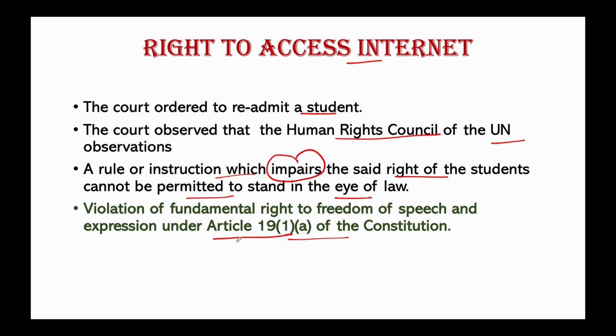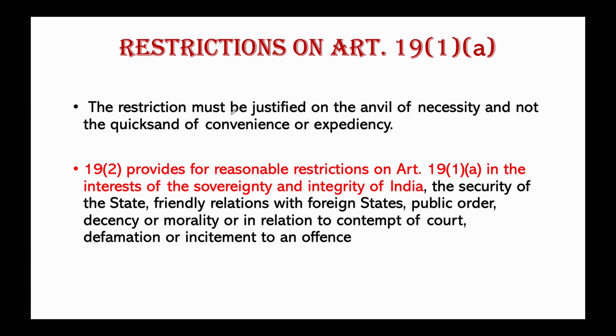Now talking about this particular Article 19(1)(a), the restriction here, the court has actually cited the observation of Supreme Court in S. Rangarajan versus P. Jagjeevan Ram case 1989. So it said that fundamental freedom under Article 19(1)(a) can be reasonably restricted only for the purpose mentioned in Article 19(2) and not for anything else. And the restriction must be justified on the anvil of necessity and not the quicksand of convenience or expediency.